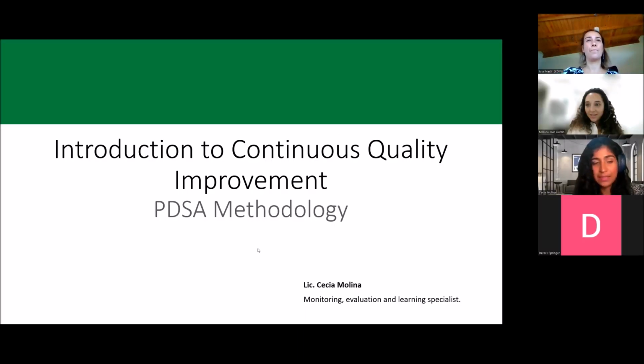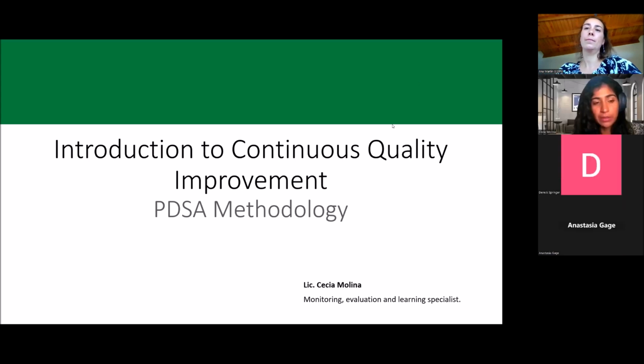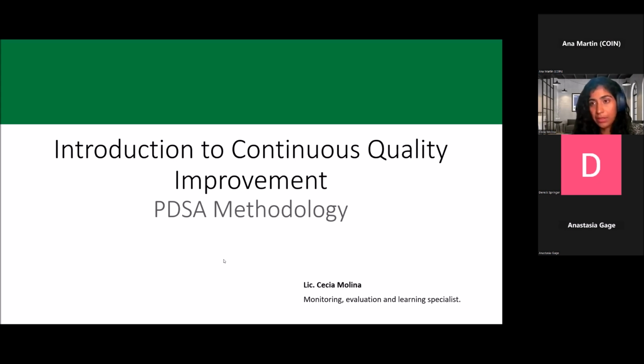Gracias, Ana Melissa. Mencionaba que más que todo es una introducción que vamos a hacer en este momento relacionada a la mejora de la calidad, enfocado en lo que es la metodología de PDCA, que está basada en lo que es DEME y tiene ya muchísimos años, ¿verdad? Esta metodología funciona.